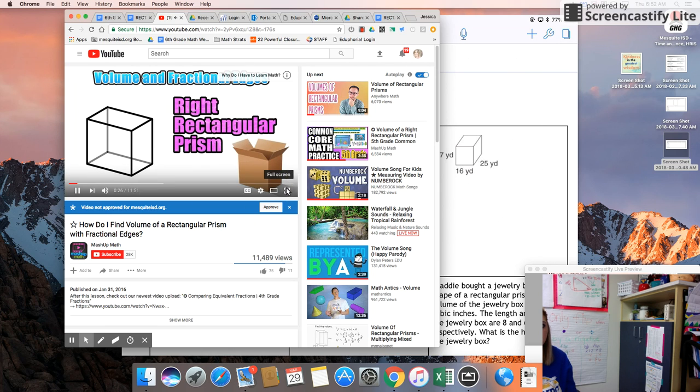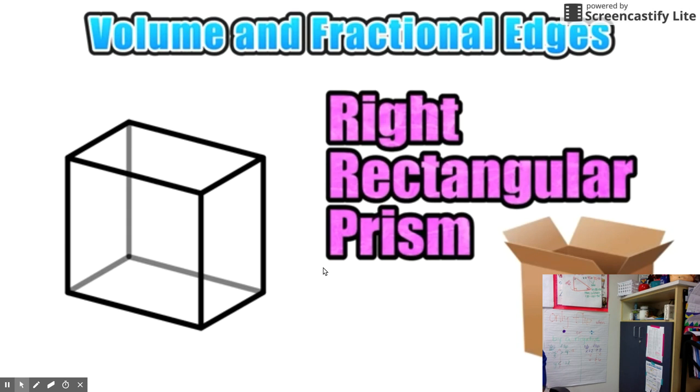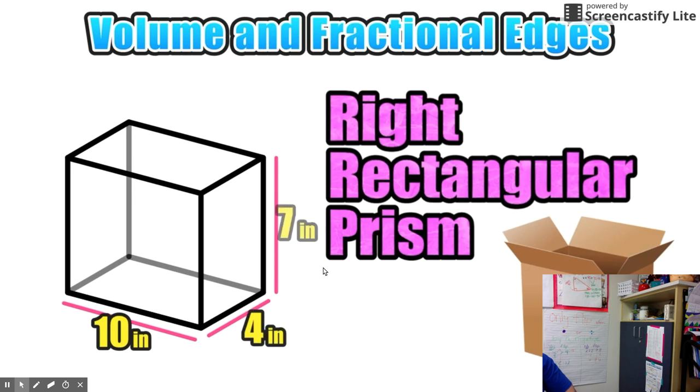Familiar with when we get those Amazon packages in the mail, that box is a right rectangular prism. And we are going to think about these kinds of figures in terms of their volume. Now, the volume of a rectangular prism is going to be dependent on its dimensions, in other words, its length, its width, and its height. So, for example, let's consider a rectangular prism with a length of 10 inches, a width of 4 inches, and a height of 7 inches.